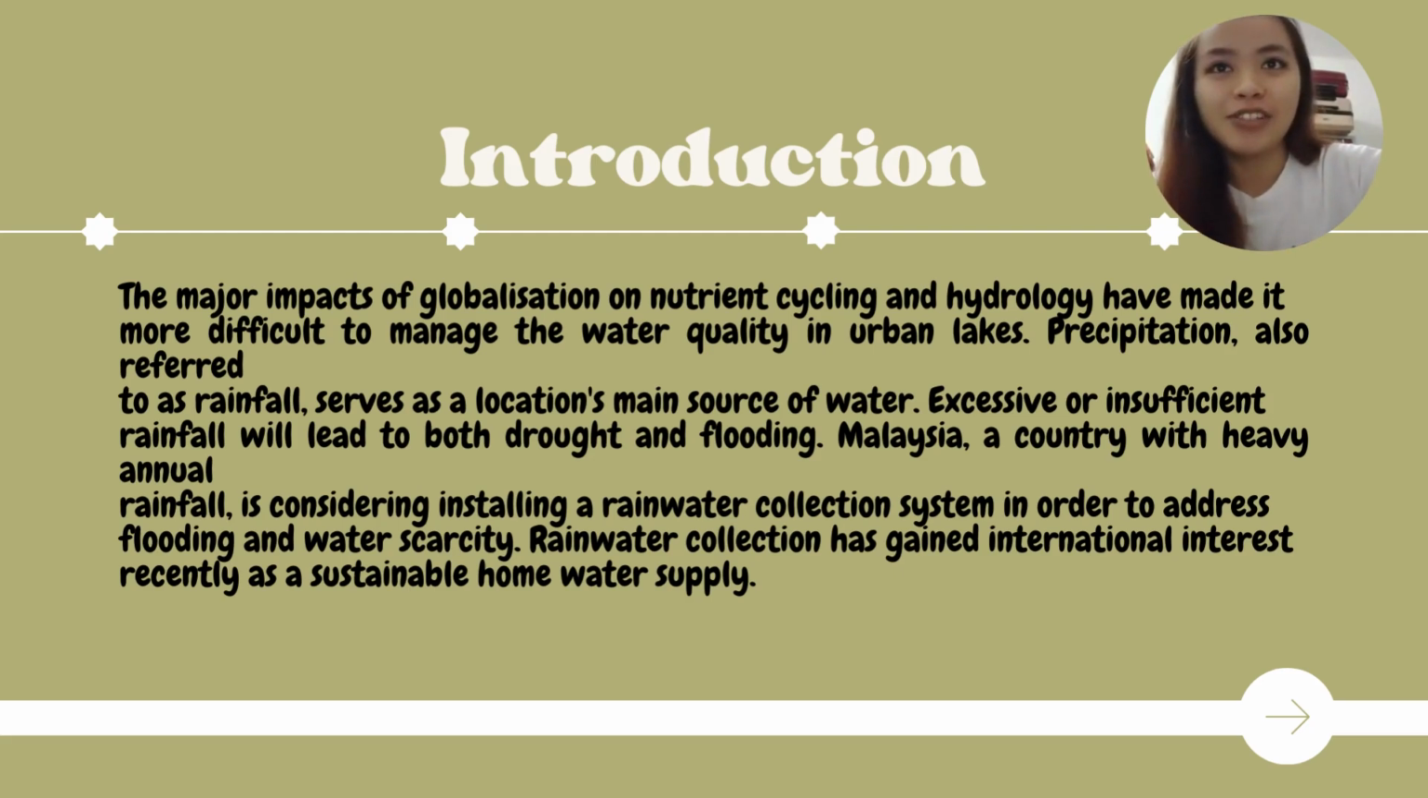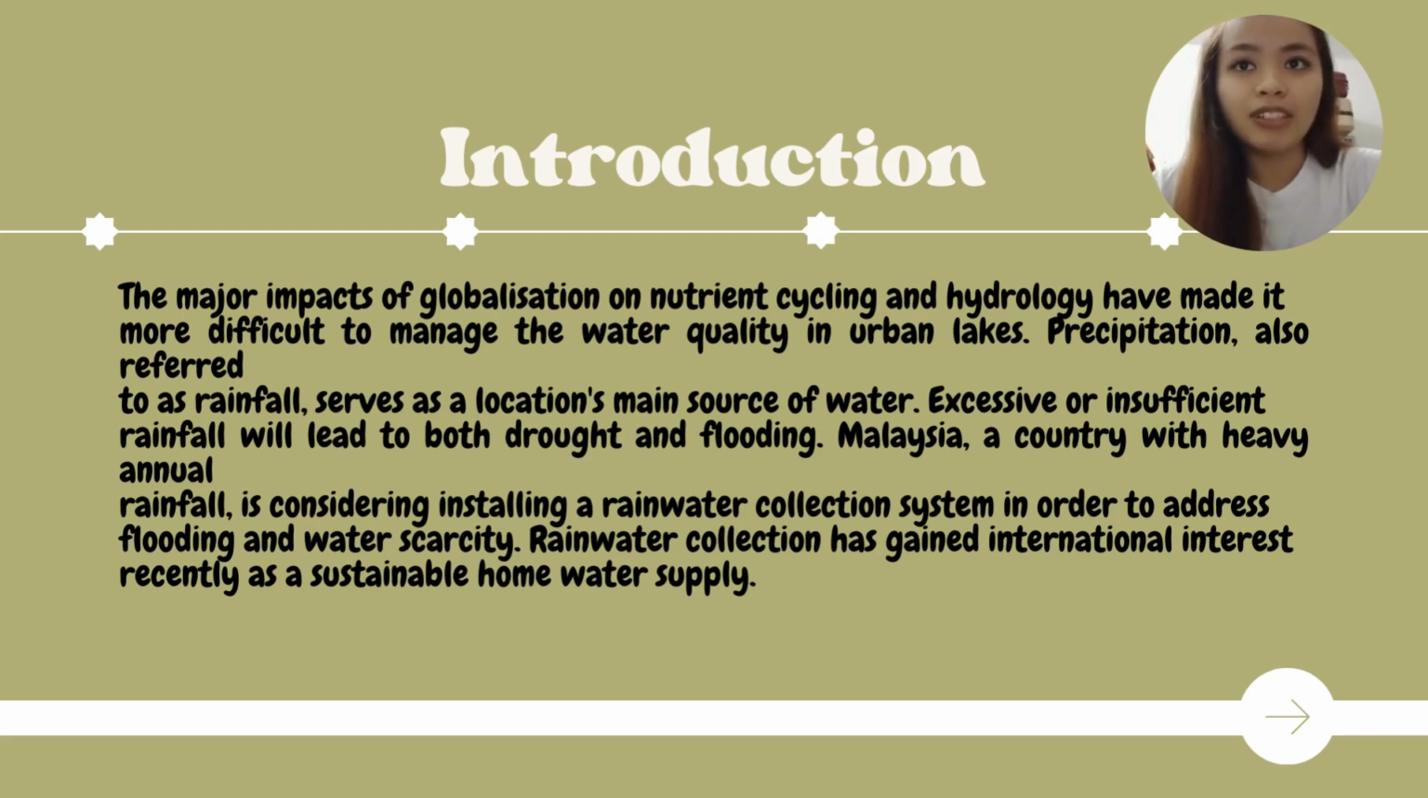Okay, so for the introduction, the major impacts of globalization on nutrient cycling and hydrology have made it more difficult to manage the water quality in urban lakes. Precipitation, also referred to as rainfall, serves as one of the main sources of water. Excessive or insufficient rainfall will lead to both drought and flooding.